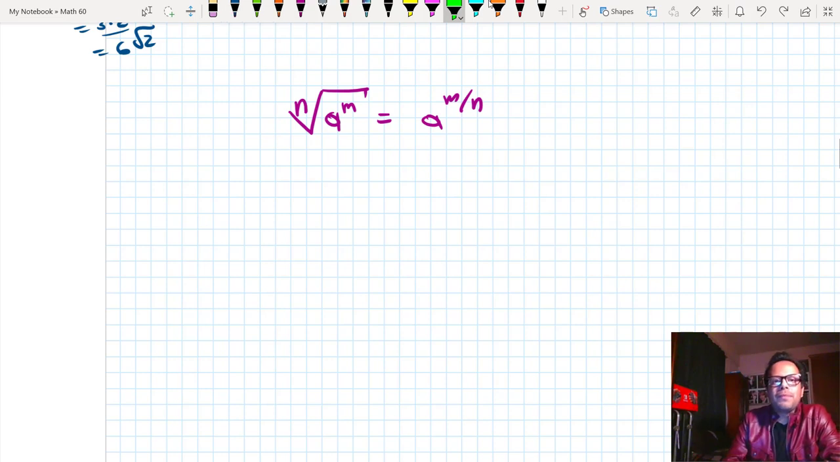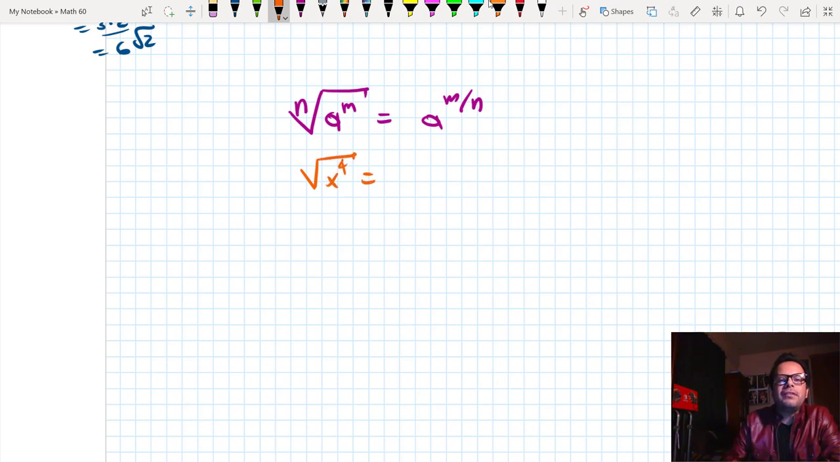For example, how about the square root of x to the 4th power? This is the same as saying x to the 4 divided by 2, and if we divide 4 by 2, we get x squared.